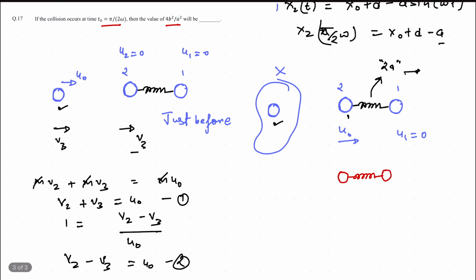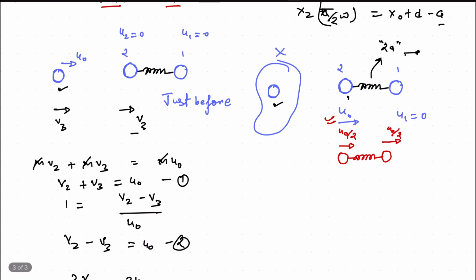And this is u naught, this is u naught. So at the maximum compression, we know if the particles acquire the same velocity, then they will have the maximum compression. This condition we also use when we derive the collision. So u naught divided by 2, u naught divided by 2. If this velocity divides equally, then they will have the maximum compression. And at that compression, the amplitude will be something else. Why? Because the collision has already happened, and because of that there will be a change in the amplitude.